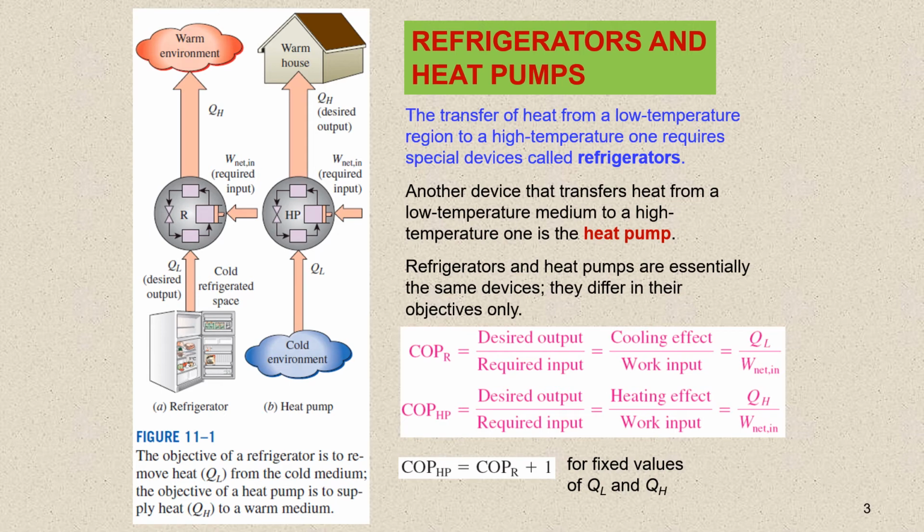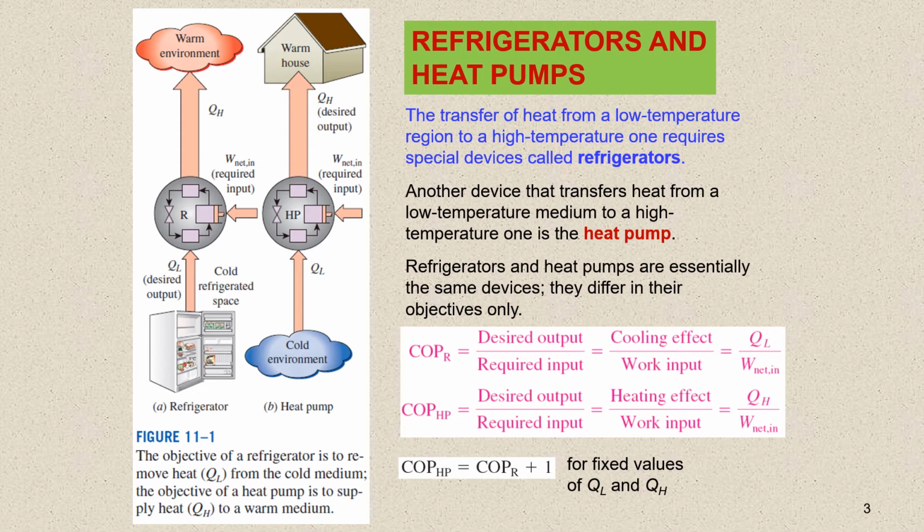The performance of refrigerators and heat pumps is expressed in terms of the coefficient of performance, or COP. The COP of refrigeration is defined as the desired output divided by the required input, which is equal to the cooling effect divided by the work input, which also equates to Q sub L divided by W net in, the net work input.